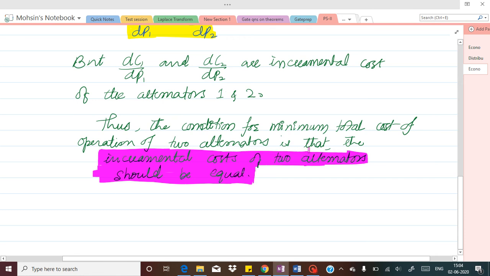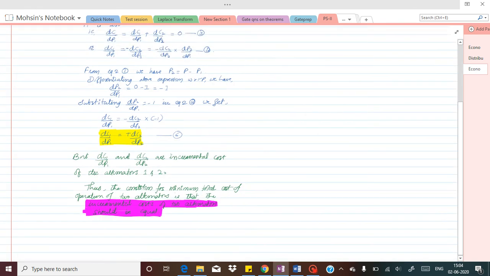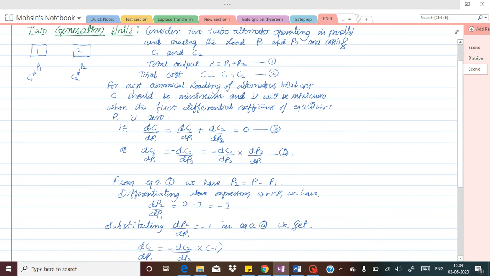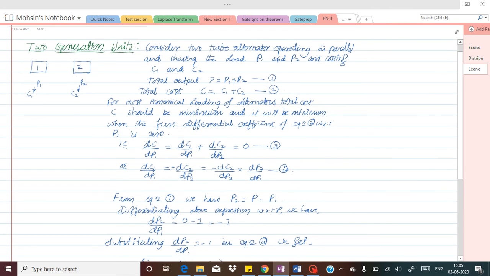So this is it for this particular video lecture. In the second video lecture on economic load dispatch neglecting transmission losses, we are going to obtain expressions for the power plant operating with multiple units. Here we had just obtained the condition for the power plant with only two units. We considered the sharing of power between the two units as P1 and P2, and the costs are C1 and C2. Then obviously the incremental cost will be dC1 by dP1.